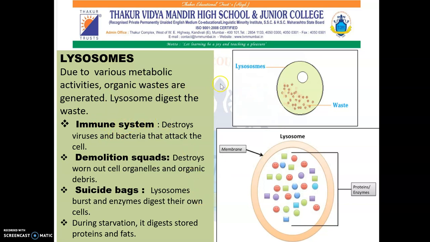It acts like an immune system. It destroys the virus and bacteria that attack the cell. It also acts as demolition squads. It destroys the worn out cell organelles and organic debris. It also acts like a suicide bag. When a cell becomes old or is damaged, lysosomes burst and the enzymes digest their own cells. During starvation also, lysosome digests the stored proteins and fats.